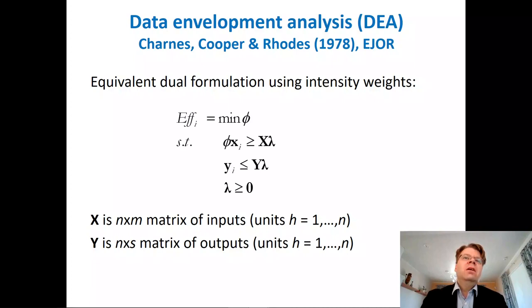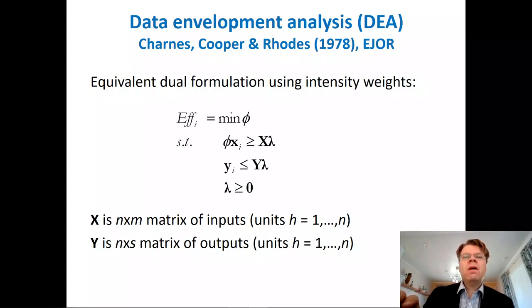The rationale here is that on the right-hand side of this inequality for inputs, we are forming a linear combination of the other units in the data set. That is the matrix X multiplied by lambda. And the same for the output: we also form a linear combination of outputs as the matrix product of Y and lambda. In this input-oriented formulation, we have a constraint that the output vector of the unit under evaluation, this unit i, output vector yi, is less than or equal to this benchmark computed using these lambda weights. And there is the constraint that these lambda weights must be greater than or equal to zero for all lambda. So lambda is also a vector which has n elements.